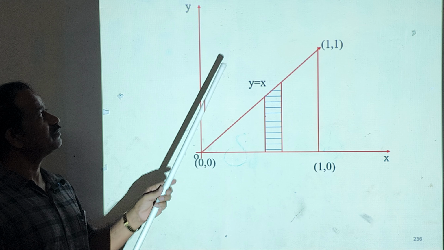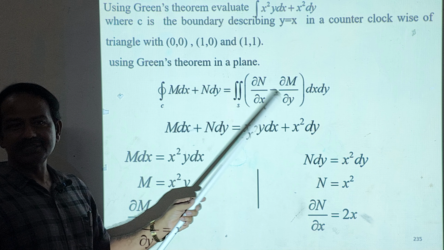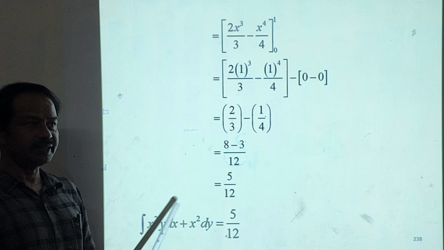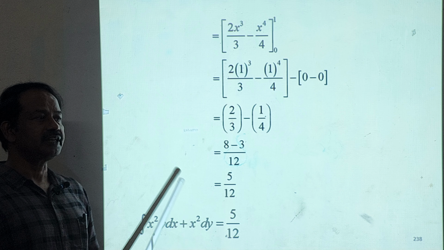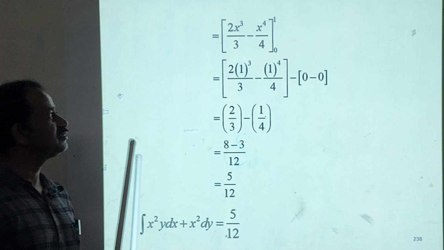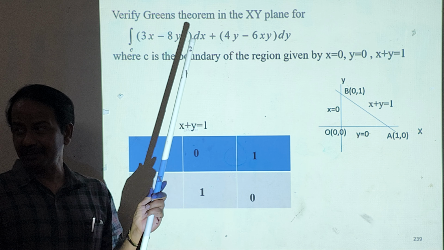We have obtained the right hand side, which is equal to the answer for the left hand side, which is asked. We have found out the answer for this, which is equivalent to this. Simple problem. So we have evaluated the line integral asked in the problem, which is equal to 5 by 12. Any doubt? Very simple problem. Now verify Green's theorem. So now we have to verify.